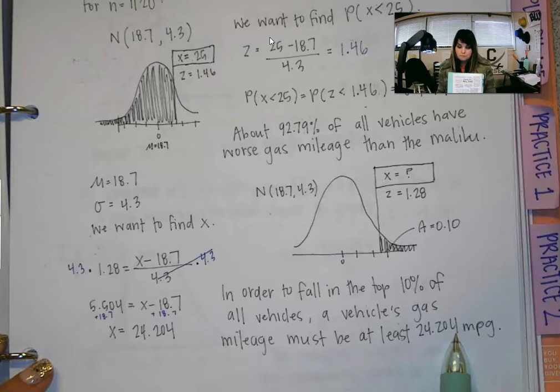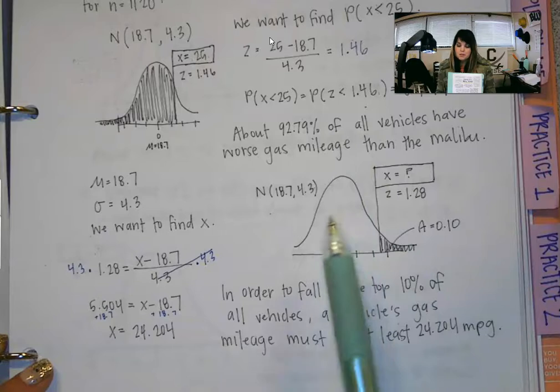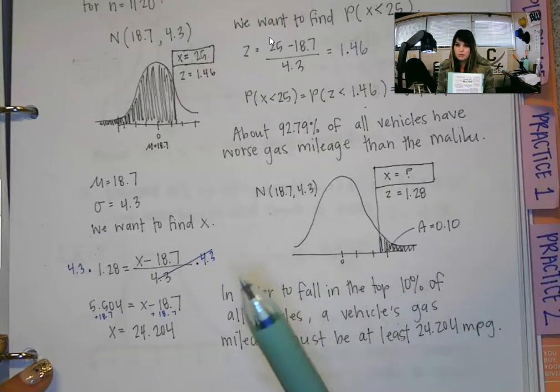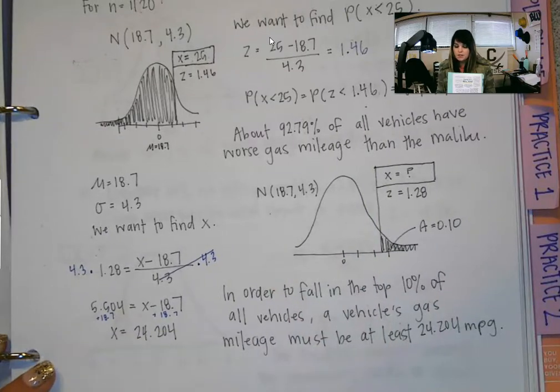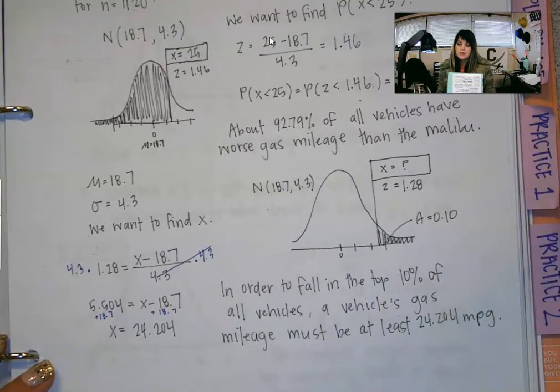24.204. So for these, you want to make sure that you feel good about these problems because you'll for sure have one in your free response. I'm confident that you will have a problem that requires you to draw the normal curve and make a statement.